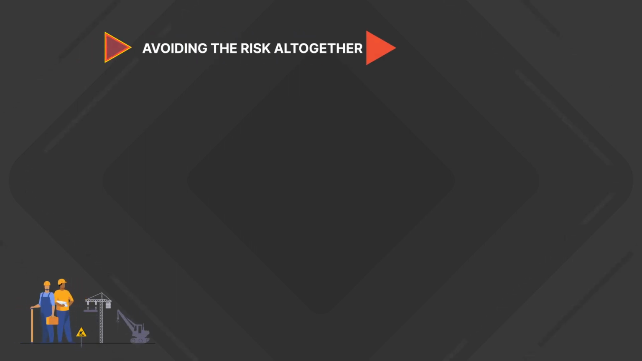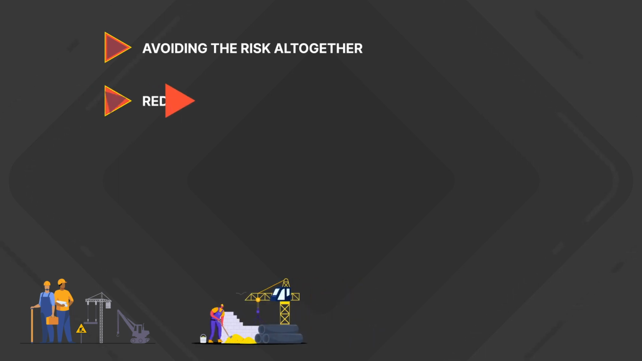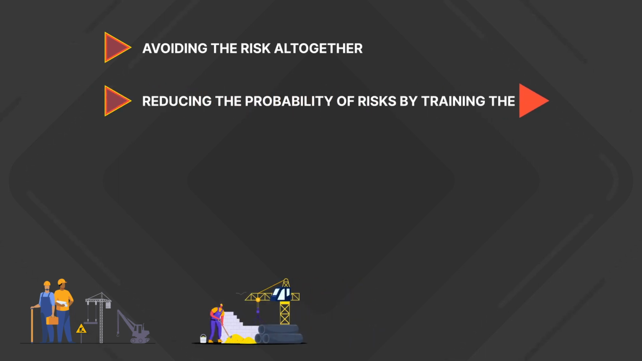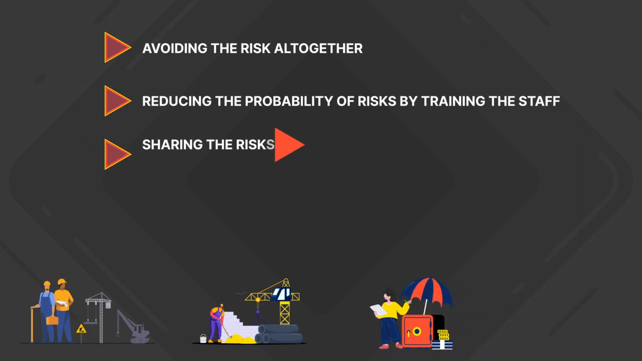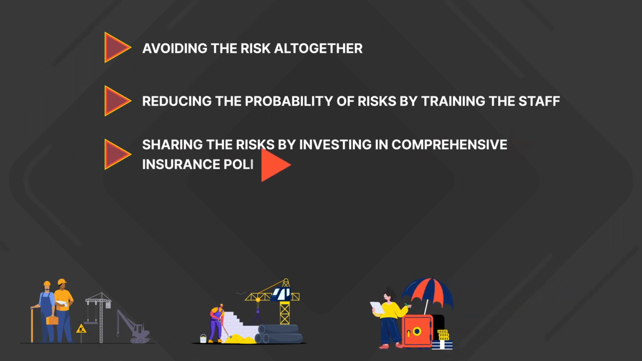Avoiding the risk altogether, by walking away from the risk factors within a worksite. Examples include staying away from corrosive materials unless it's absolutely necessary to work with them. Reducing the probability of risks by training the staff in risk identification and management strategies customized specifically for the workforce. For example, in a construction site, staff can be trained through short workshops to recognize risks and learn about ways to reduce them. Sharing the risk by investing in comprehensive insurance policies that cover risks specific to the workplace.